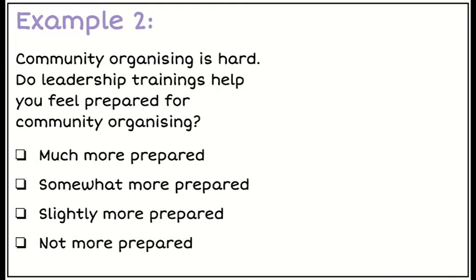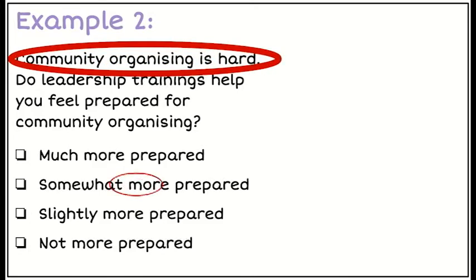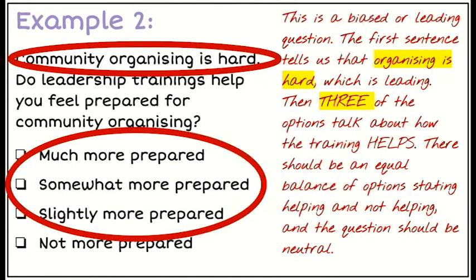This example here, what we've got is it's talking about community organising is hard. And from our answer options there, 3 of the options are talking about this course making you more prepared.